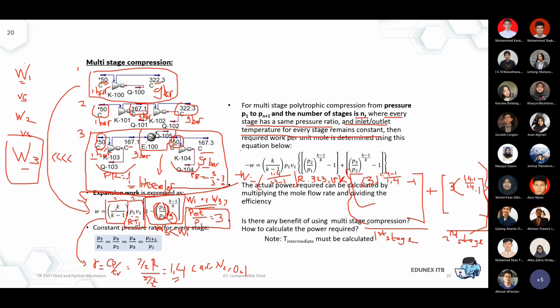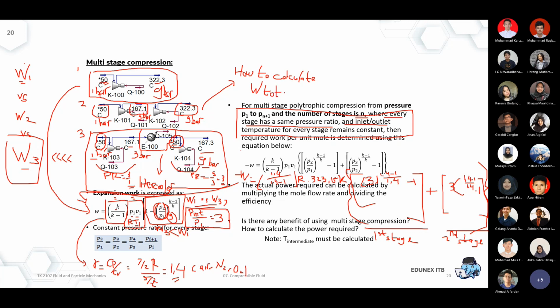Okay, but again, this is a very important disclaimer that the formula can only be applied when every stage has the same pressure ratio and inlet-outlet temperature for every stage remains constant. In this case is 50 degrees C. So now the question is, if I have the second approach, how to calculate the total? Anyone willing to guess?